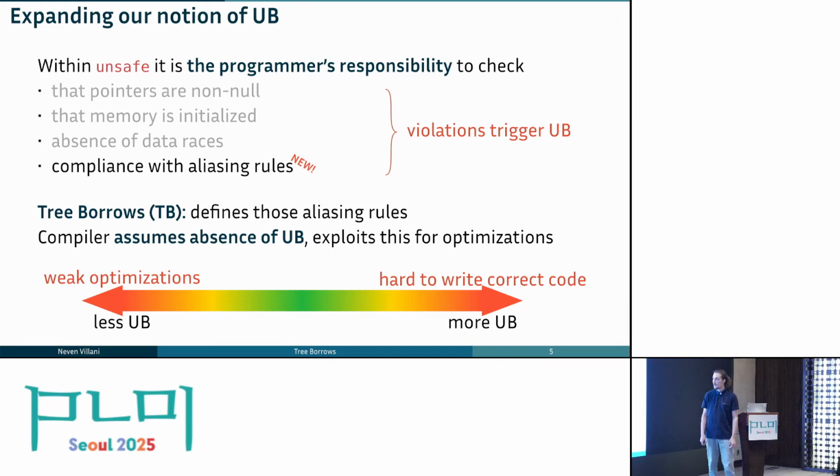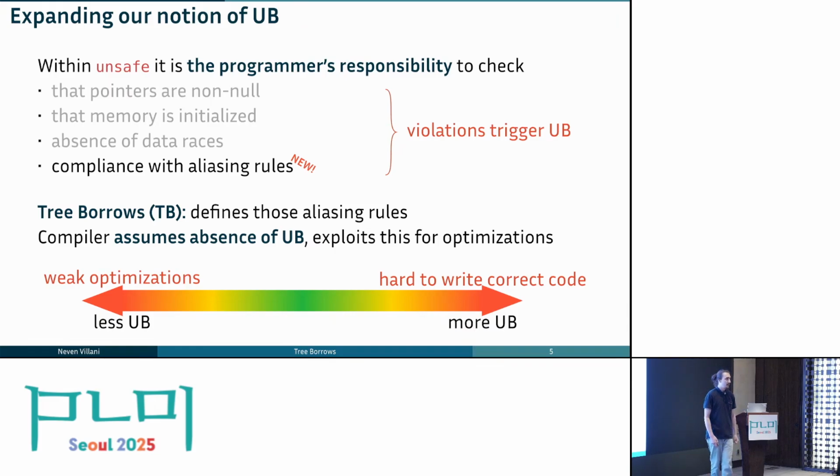Tree borrows is in charge of defining precisely what the aliasing rules are and when UB occurs. And what this does is it gives the compiler the license to assume that UB does not occur and therefore exploit that to apply powerful optimizations. There's a delicate balance here that must be found because the more UB we add to the language, the more powerful our assumptions, the more powerful the optimizations we can apply. But at the same time, it becomes more difficult to write code that is correct and free of UB.